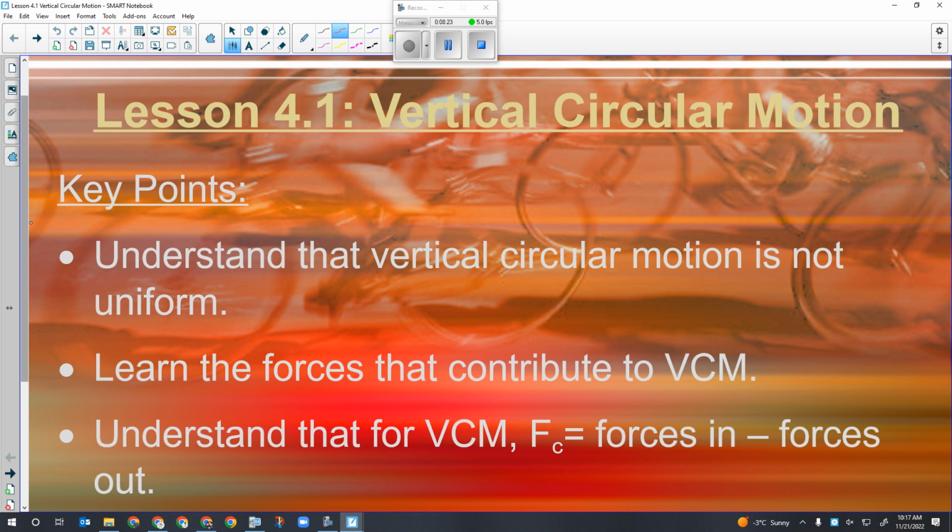Where at the top, gravity works for me. It's acting now towards the center. So I don't have to pull on the string nearly as hard because gravity will keep it in the circle for me, as long as it's moving fast enough. Everyone okay with that idea?